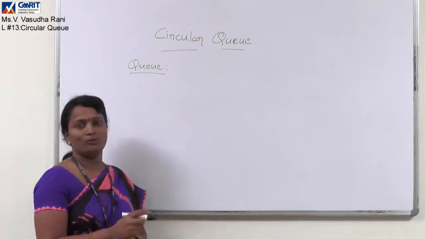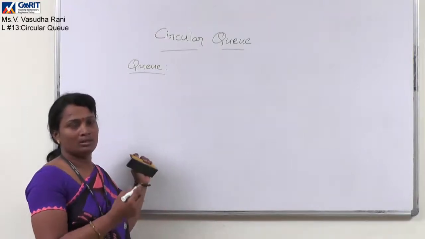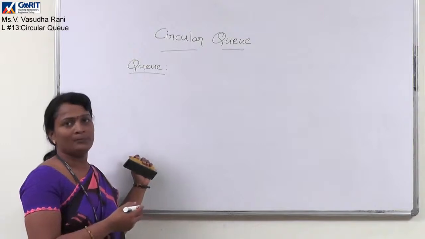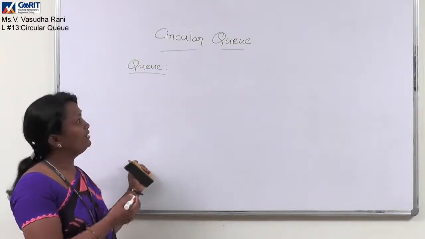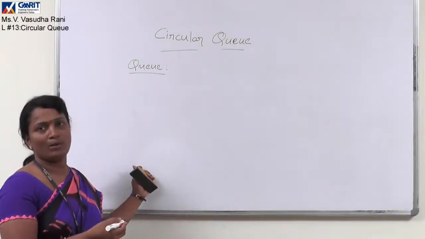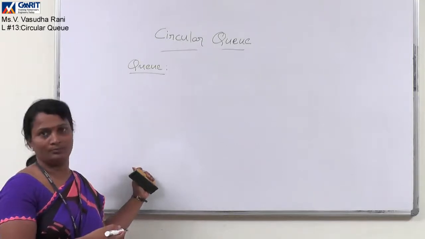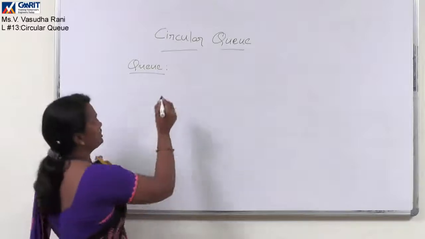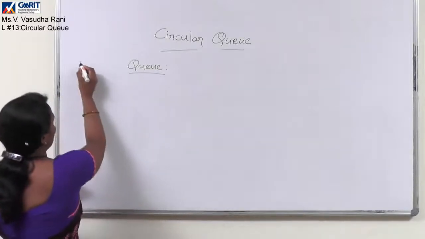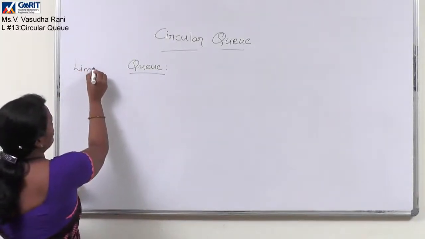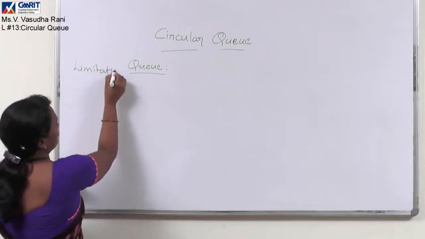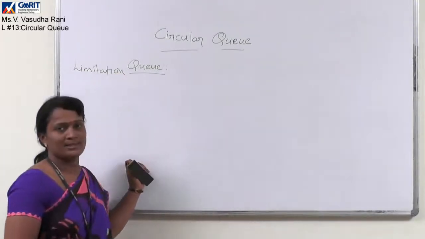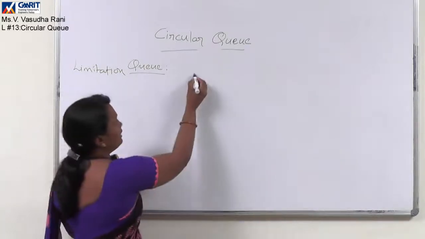But why do we have to go for this new sort of data structure which comes under the same queue thing? Because we could observe there is a drawback with the linear queue. There is a limitation. So first we have to see that limitation of queue.